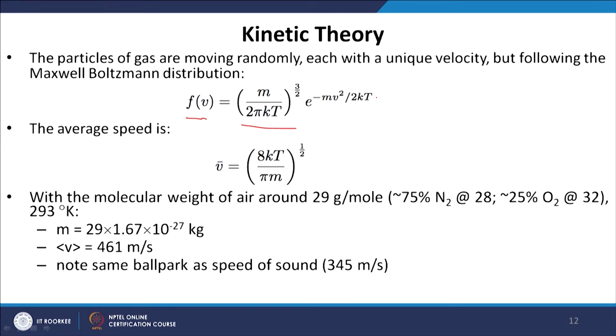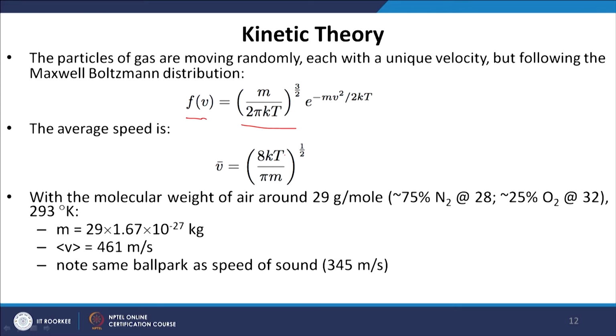This is for a particle of a gas moving randomly, the probability of having a velocity v. So, if we integrate it, we get the average speed v bar equal to (8kT/πm)^(1/2), where k is the Boltzmann constant, T is the temperature, and m is the mass of the gas molecule.